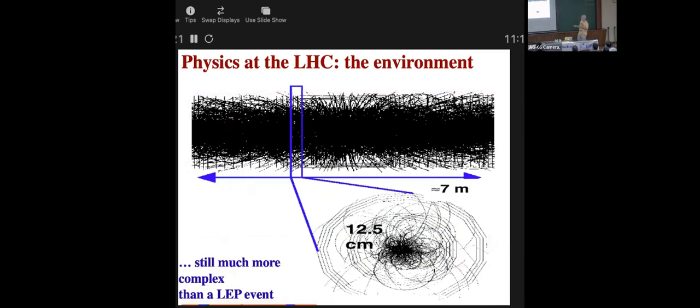So if you look at this example of a CMS event with high pileup with all these tracks, it's basically black, right? You don't see anything. It's unfair to show it like that. What you should show is a small slice. I have seen a vertex here, for example. So I look in the transverse plane to the beam now, and I look at what this superposition of events looks like. It's still much more complex than an LEP event.